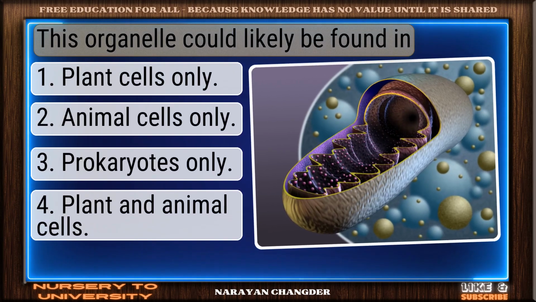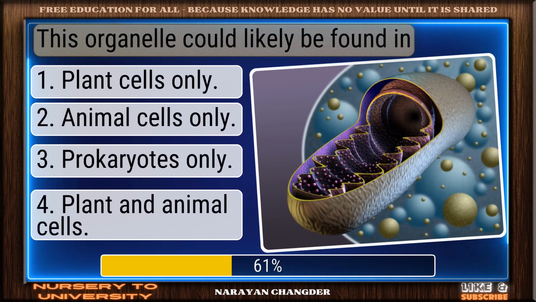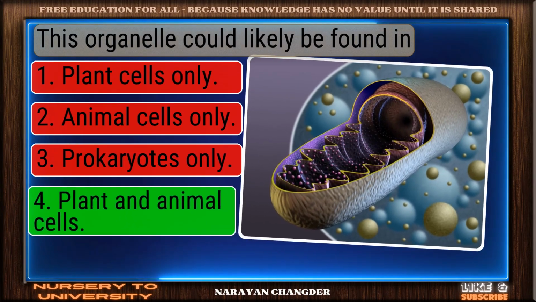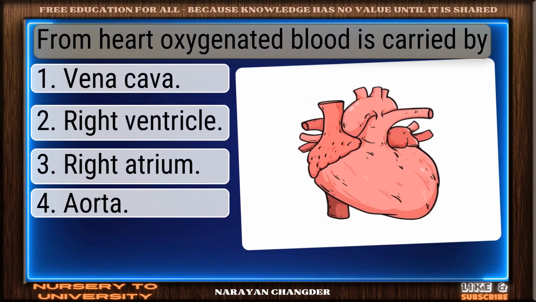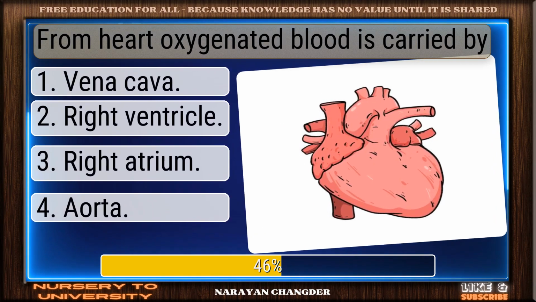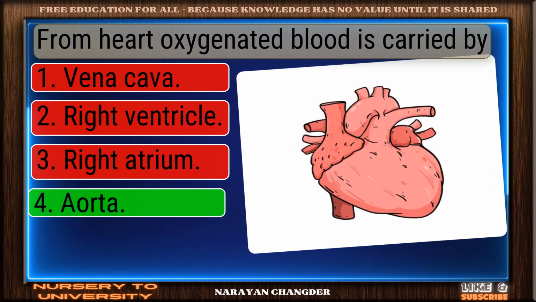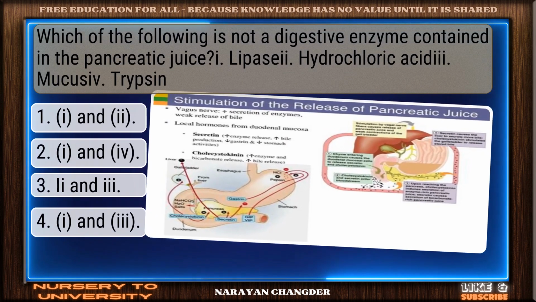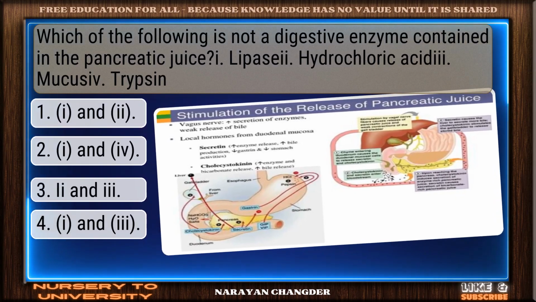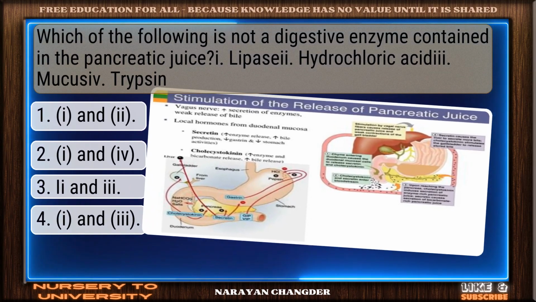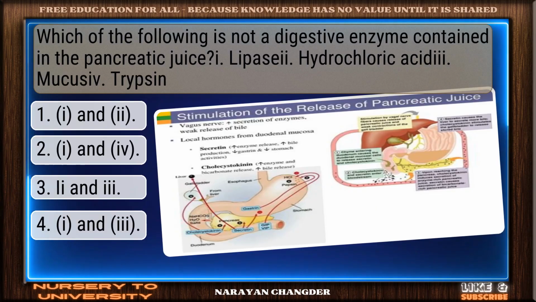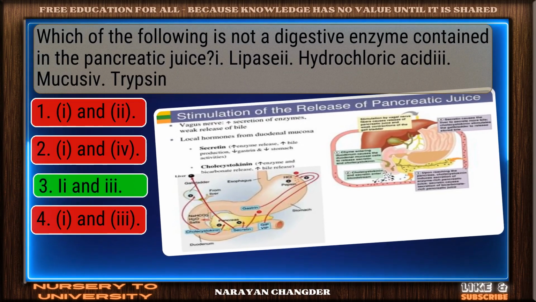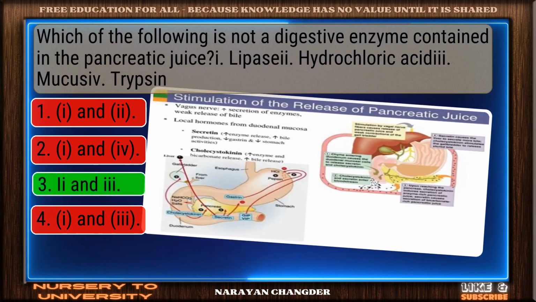This organelle could likely be found in. Sharp thinking. Plant and animal cells is right. From heart oxygenated blood is carried by. Smart pick. Order is correct. Which of the following is not a digestive enzyme contained in the pancreatic juice? Lipase, hydrochloric acid, mucus, trypsin. Great job. Hydrochloric acid is accurate.